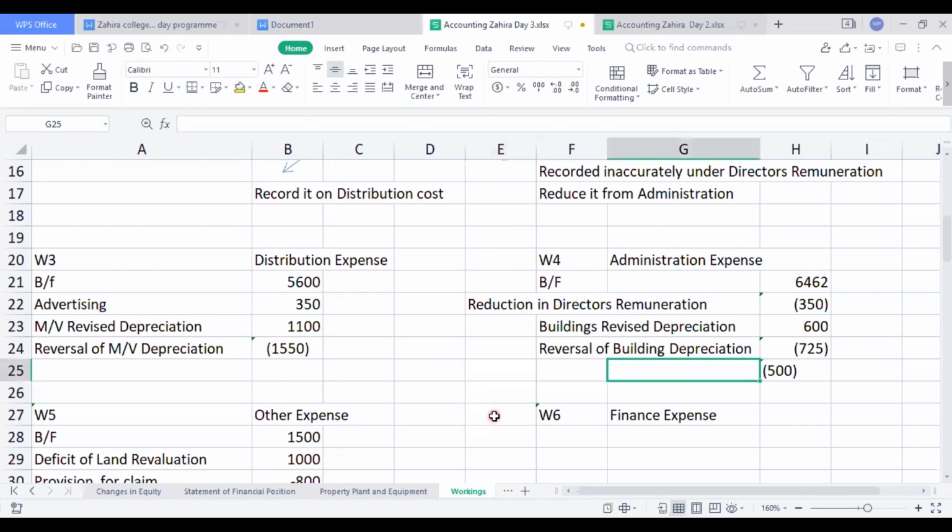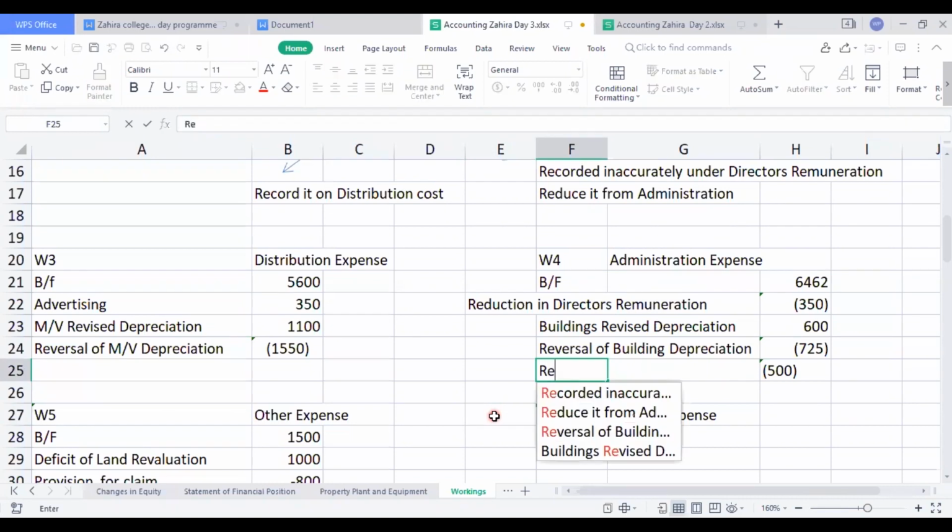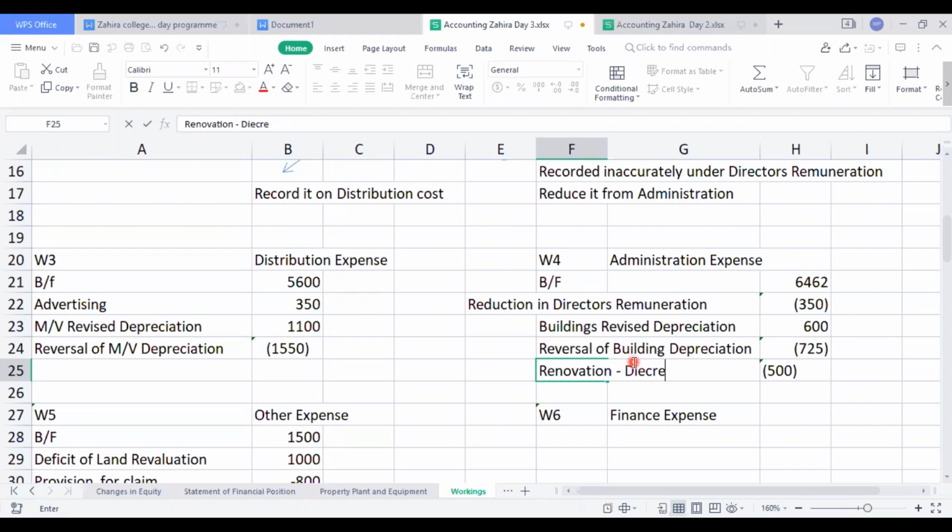So I'm going to reverse this as renovation. Or I can also say another term, I can also say direct cost of the lease. Why is it the direct cost of the lease, guys? Because whatever you are adding to the lease object, you have taken it as an administration expense. So now I will keep it then and there. I am almost done with the adjustment.